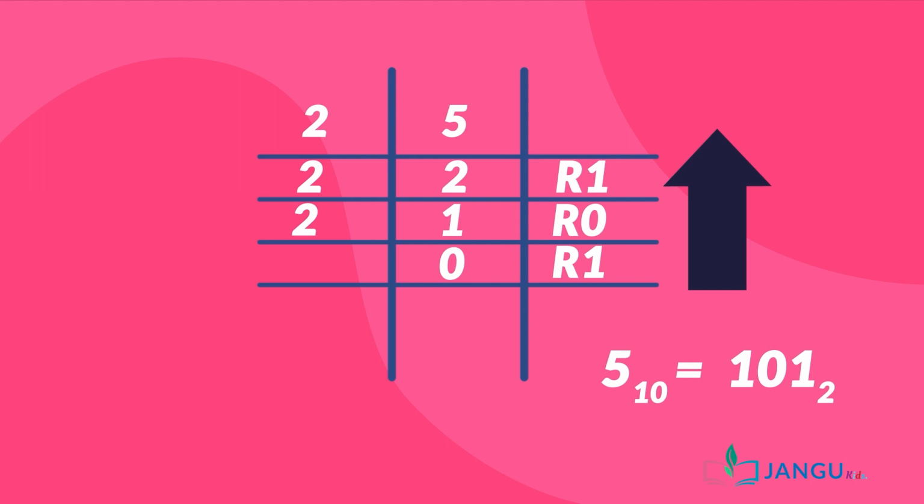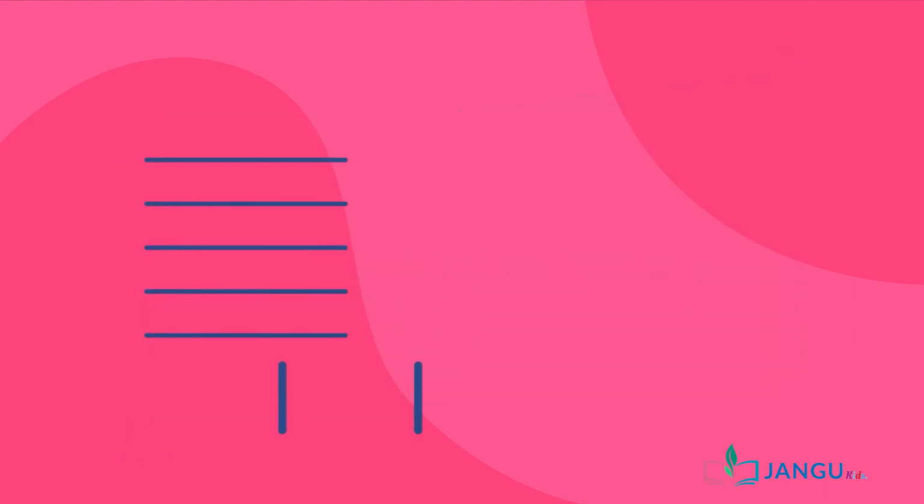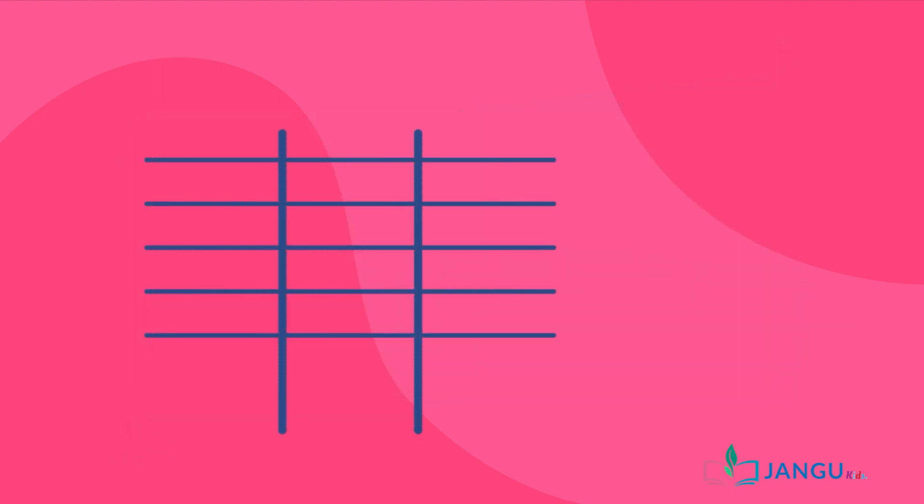Want to try more examples? Awesome! Let's convert 13 in base 10 to base 2. Just like the previous example, the first step is to get our ladder ready, like this. Then we slot in our divisor, which is always number 2, and the dividend, which in this case is 13. Next we divide 13 by 2 and write the remainder by the side.